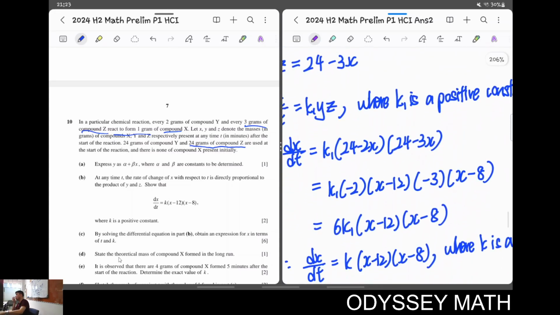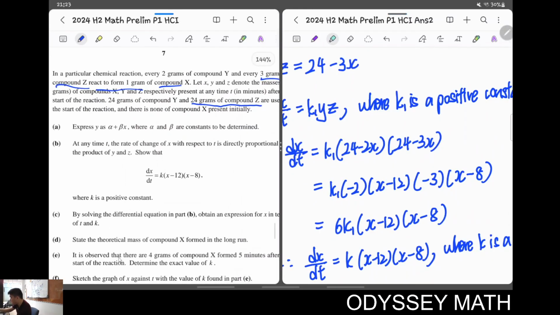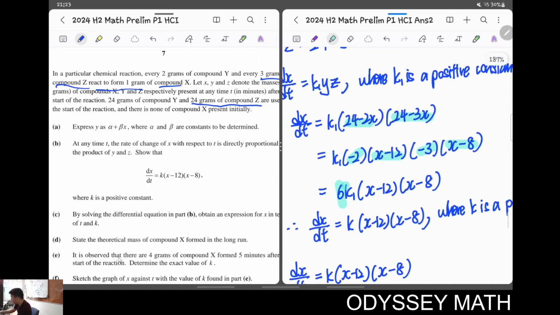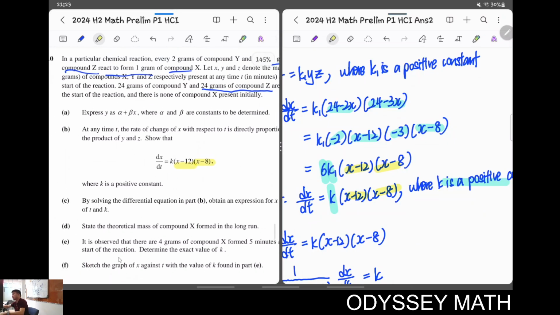And then what you do, I'm not going to work out the algebra, but I do want you to know that you need to show it this way. So you take out the minus 2 from here, you get X minus 12, you take out the minus 3 from here, you get X minus 8. Minus 2 times minus 3 is 6, K1, we redefine it as K. And then we say that K is a positive constant. And then we have our X minus 12 and X minus 8 over here. Any question? Yeah, that's the part.